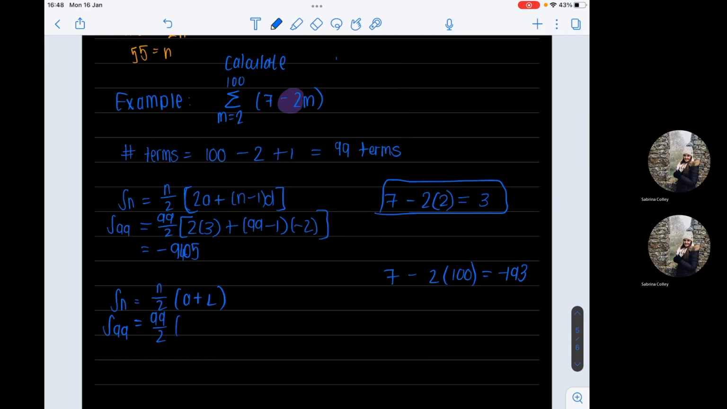Okay, my first term is 3. My last term is negative 193. And you would get the same answer. So you can choose what works for you. Sometimes they won't give you that last term, so you can't use that second formula.